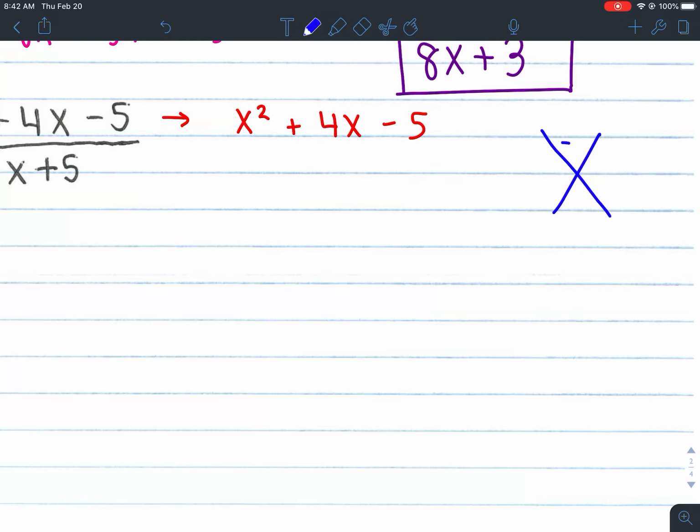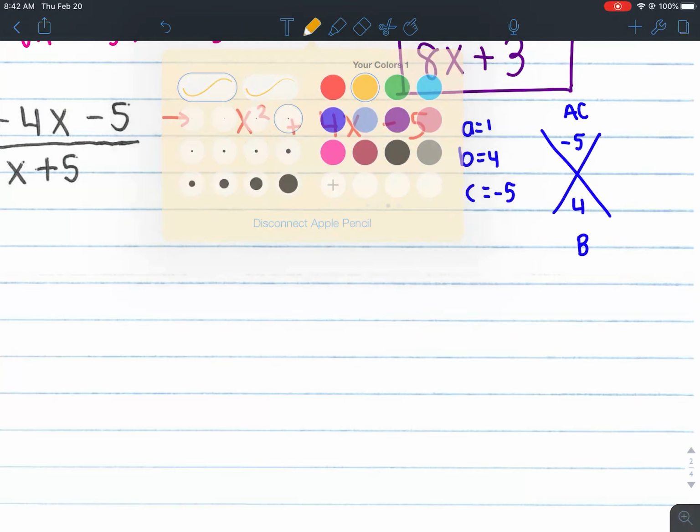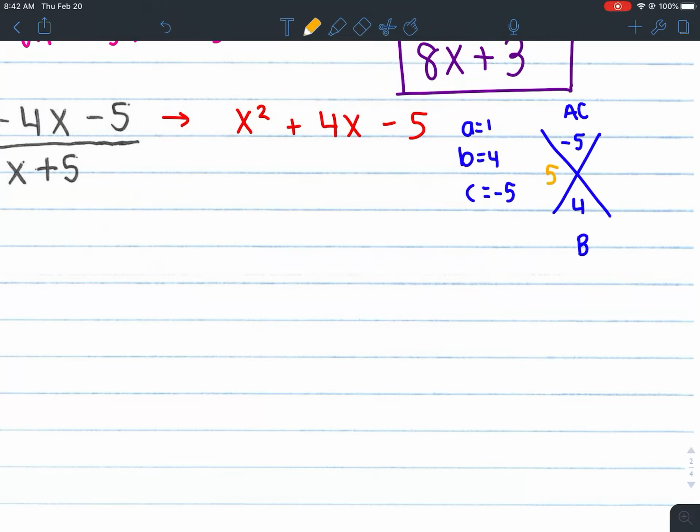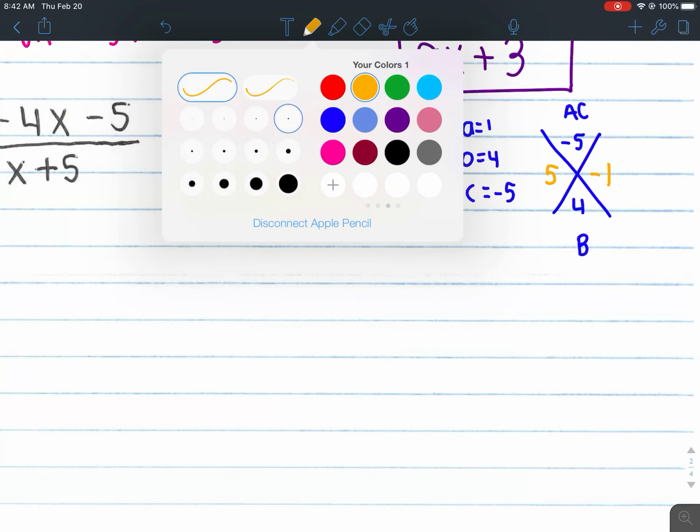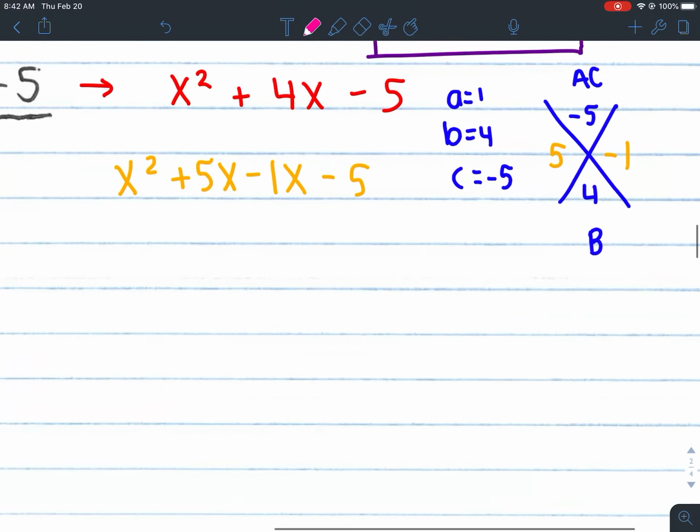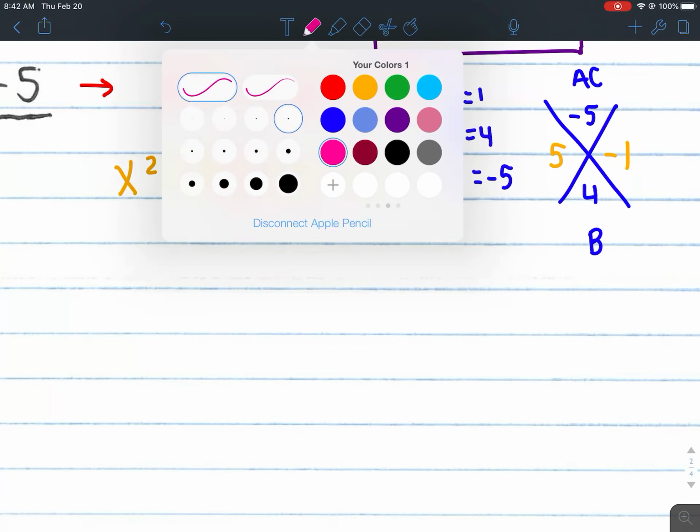A times C here is going to be negative 5. My B here is 4. Okay. My two magic numbers are going to be positive 5 and negative 1. So I have x squared plus 5x minus 1x minus 5. And again, it doesn't matter where you put the 5 and negative 1. Now that I have 4 terms, I'm going to factor by grouping.